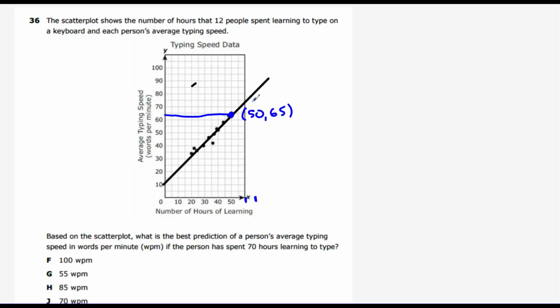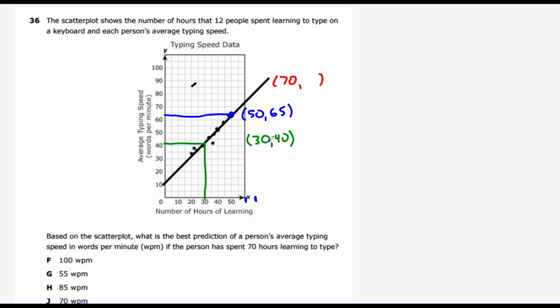Okay? And we know the point that we actually care about is at 70 hours. So it's at 70, comma, we don't know yet. But how far apart are 50 and 70? Those are 20 hours apart. So what if I went the opposite direction and said, what's 20 hours before 50? Where am I at 30 hours? So if I go up to 30, and then over, I get a little bit more than 40. But again, let's keep it simple. Let's call it 40.